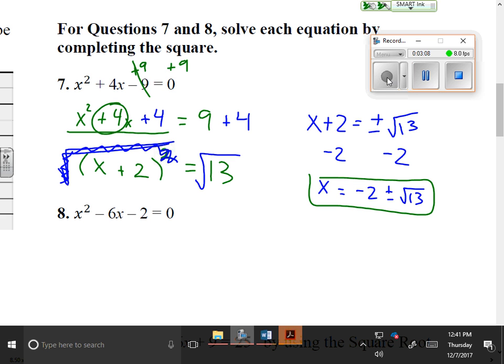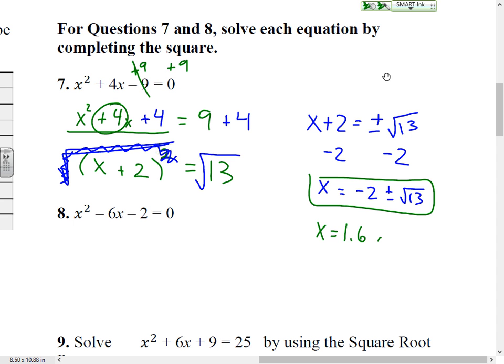If they want you to find the decimal form, and round it to the nearest tenth, let's say, then in your calculator you put -2 plus square root 13, and you get 1.6. Then you start over and put -2 minus square root of 13, and you get -5.6. So that's another way to write the same answer.